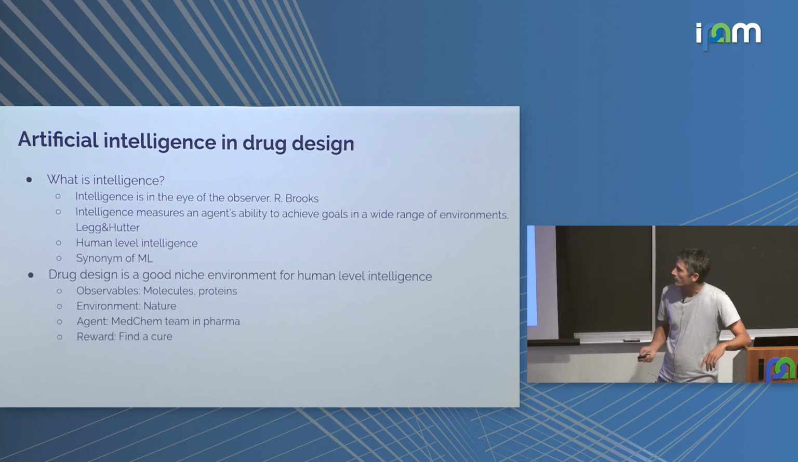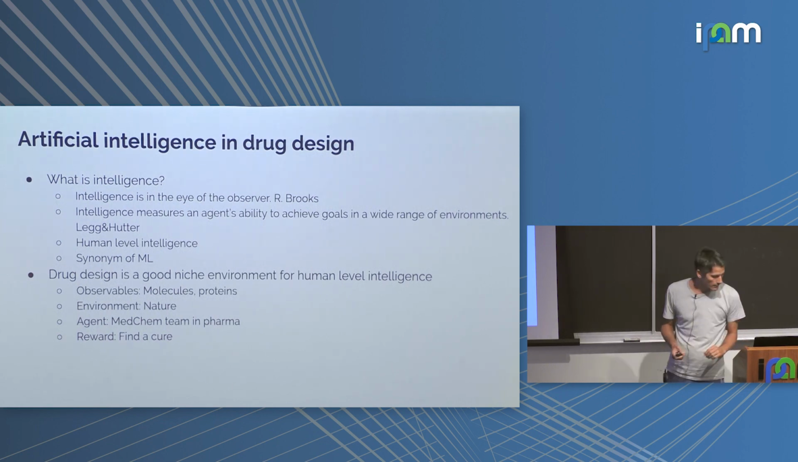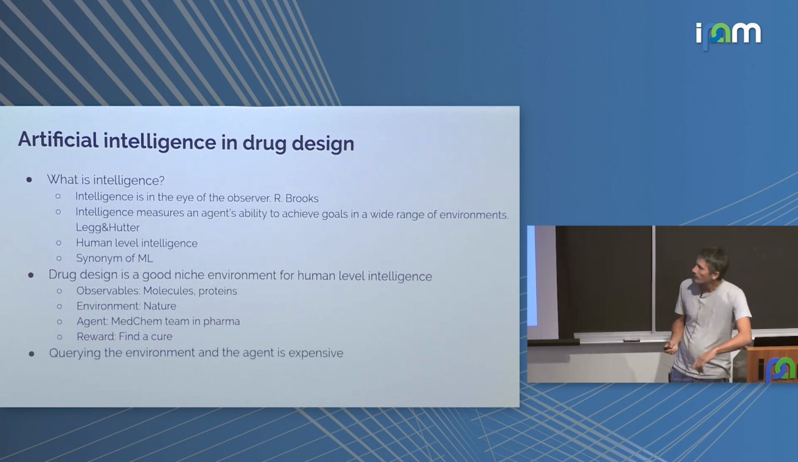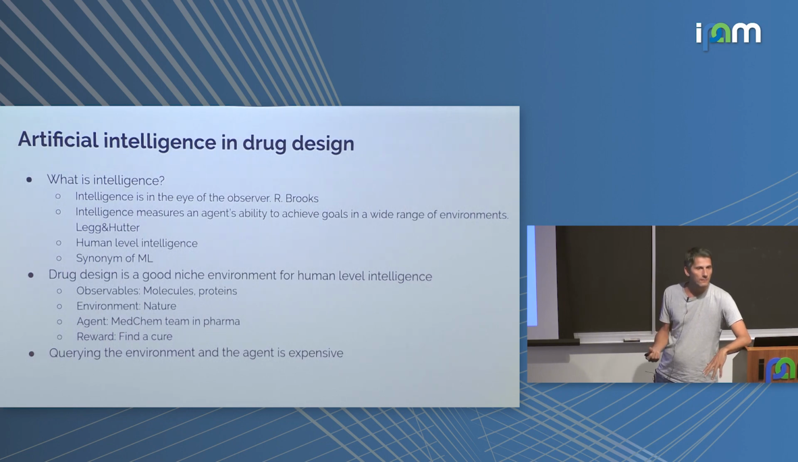And then there is a reward function, which in this case would be find a cure, but it could be more specific, like I want a molecule with these properties, given a set of properties. So these are actually the definition of reinforcement learning entities. Because the query in the environment is expensive, you have to synthesize a molecule, you have to test it, you have to do a bioassay, and so on and so forth, and also the medchem team in pharma is expensive. That is where you want to work.